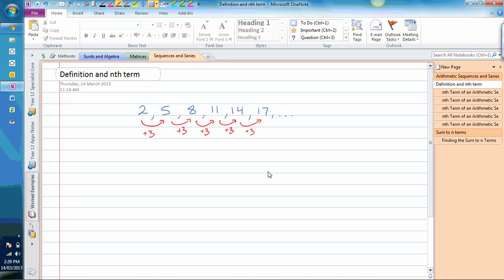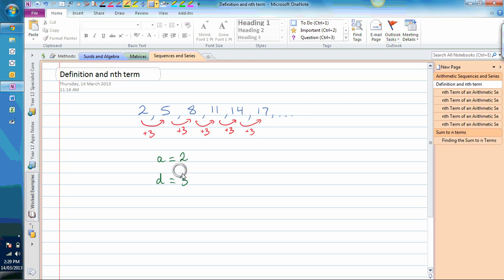We were looking at this arithmetic sequence, 2, 5, 8, 11, 14, 17, and we talked about how we define this sequence. Now, we really only need two things to define it. We need the starting number, and we call that A, and we need our common difference, D, and that was 3.